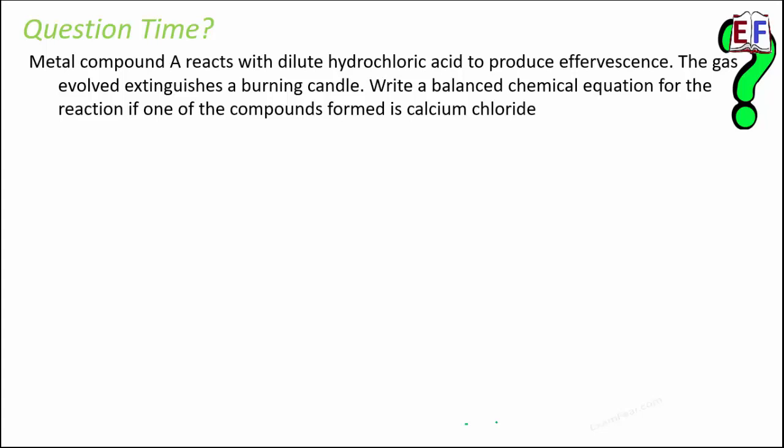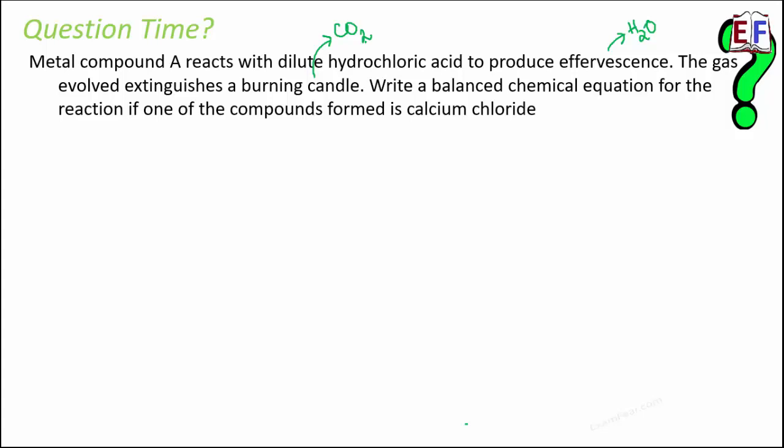For example, here the moment I talked about effervescence, what does that mean? Whenever something is producing effervescence, that actually means that gas is being produced, right? And that's when you have effervescence. The gas evolved extinguishes a burning candle. Which gas can extinguish a burning candle? Carbon dioxide. So this also means that carbon dioxide is produced.